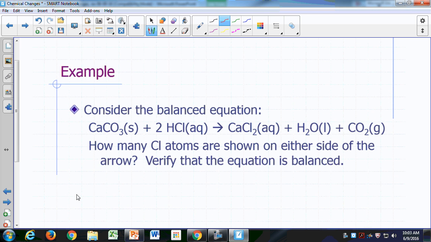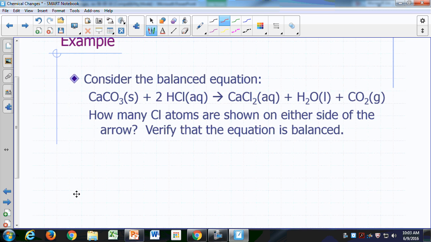Okay, so for example, let's verify that chlorine is actually balanced here. How many chlorine atoms are shown on the left side? Chlorine right here is found in HCl. The subscript of chlorine is 1. The coefficient of the substance where chlorine is found is 2. Chlorine is found in HCl. So 2 times 1, so your chlorine on the left is 2 times 1. You have 2 chlorine atoms being shown on the left side.